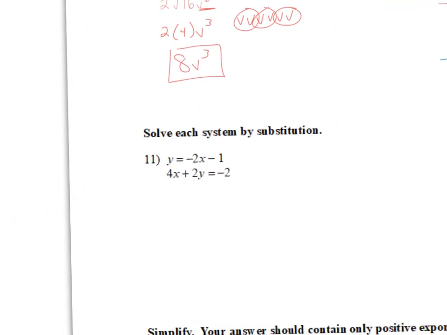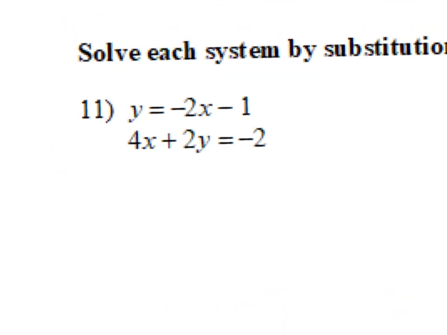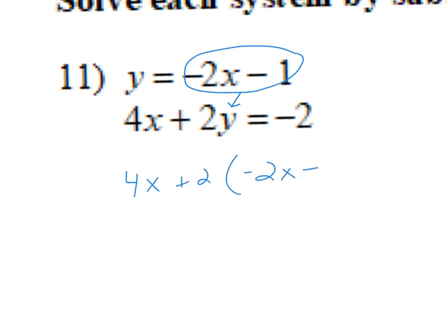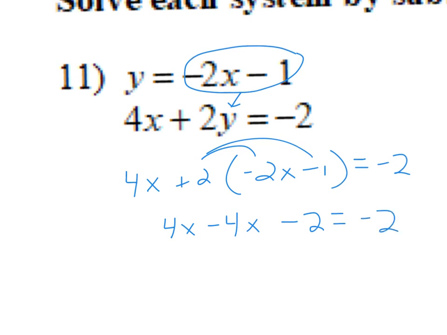Okay, moving down. So this one says by substitution. Since I've got a y equals, I'm going to take this and plug it in for the y. So I have 4x plus 2 times -2x minus 1 equals -2. So now I'm going to distribute. So 4x minus 4x minus 2 equals -2.